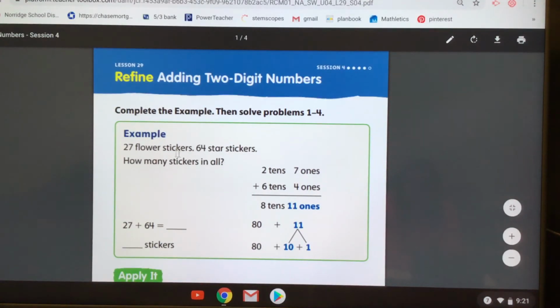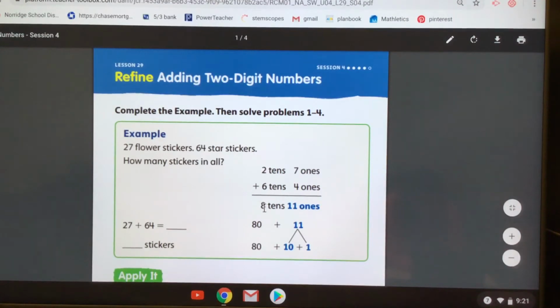So here is the example. 27 flower stickers, 64 star stickers. How many stickers in all? So they broke apart 27 into their 2 10s and 7 1s. And then they broke apart their 64 into their 6 10s and 4 1s. When you add your 10s together, you get 8 10s because 2 plus 6 is 8. And then you add your 1s together. 7 plus 4 is 11.